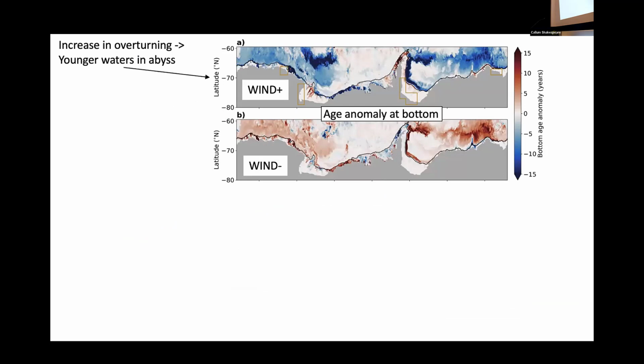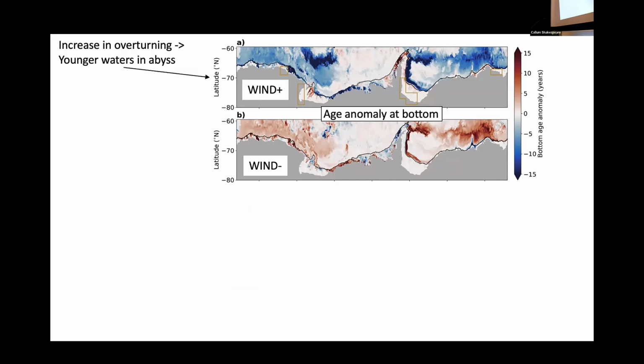Okay, and just to show a bit more about how this affects properties on the shelf, this is showing the age change. When we increase the winds at the top here, you can see that there's a decreased age in the abyss following the dense water pathways. This is more ventilated waters reaching the abyss, so younger age there.